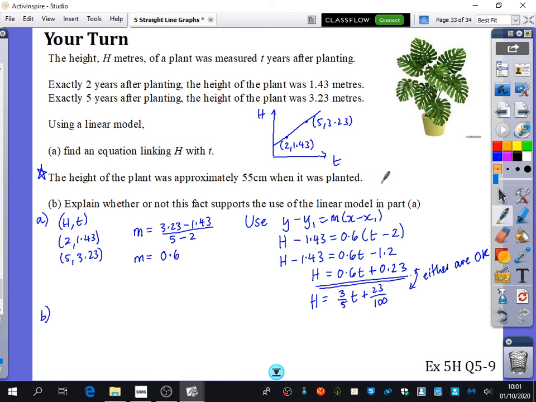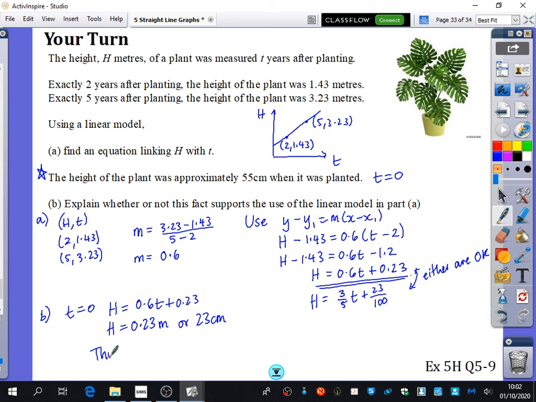So if it's when it was planted, what value do I know? Time equals 0. Okay, so time equals 0 for part B. So if time is equal to 0, the height is equal to 0.6t plus 0.23. So the height is just equal to 0.23 meters or 23 centimeters. So the model says that the plant should have been 23 centimeters when it was planted, but it wasn't. It was 55 centimeters when it was planted. So do you think this supports the use of a linear model? Do you think this is a good model to use?